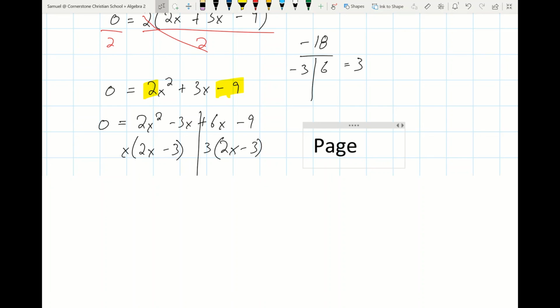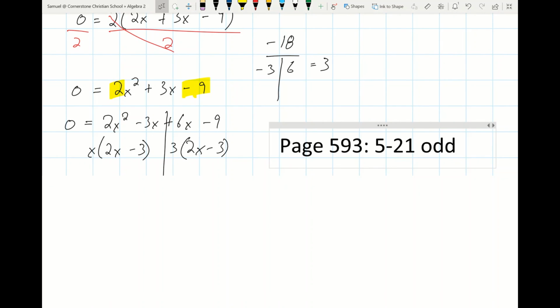This is page 593, 5 through 21, odd, and 26 through 27.